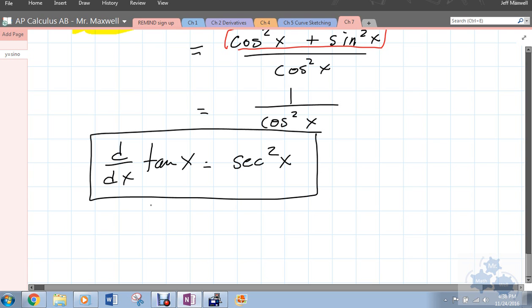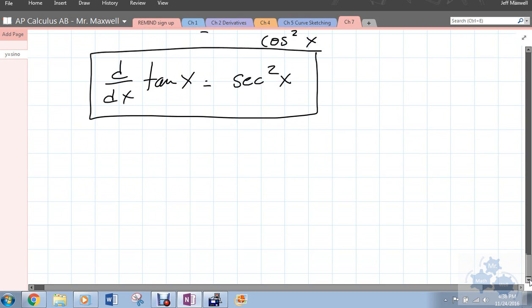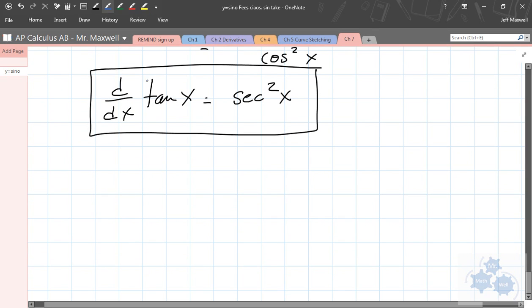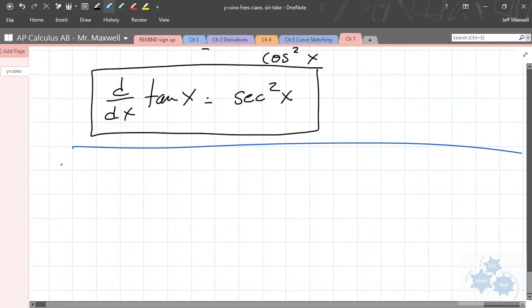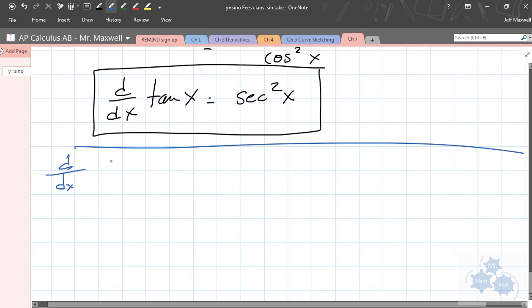Similarly, all right, let's do one more. We'll do one more proof here. And we'll do this one in blue. One other one we could do is the derivative of cosecant. Okay, let's do the derivative of cosecant x.